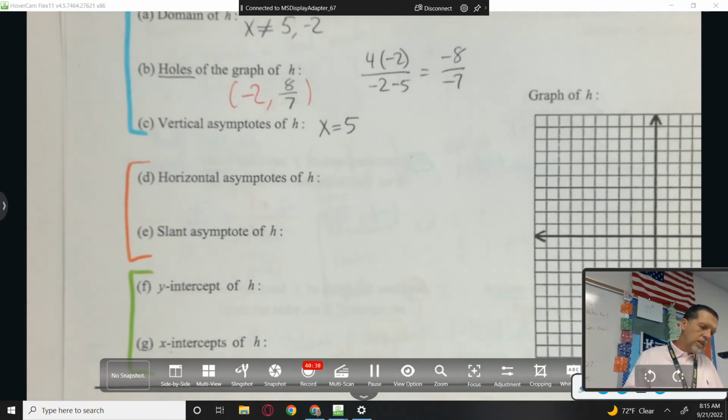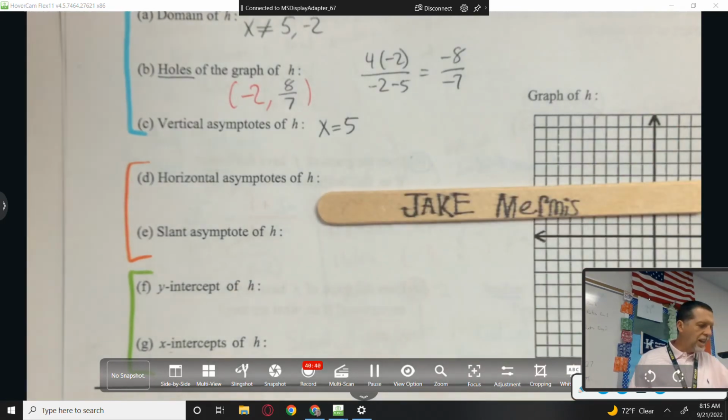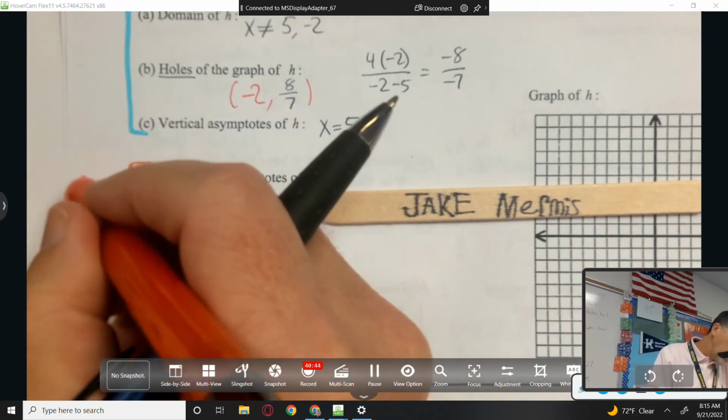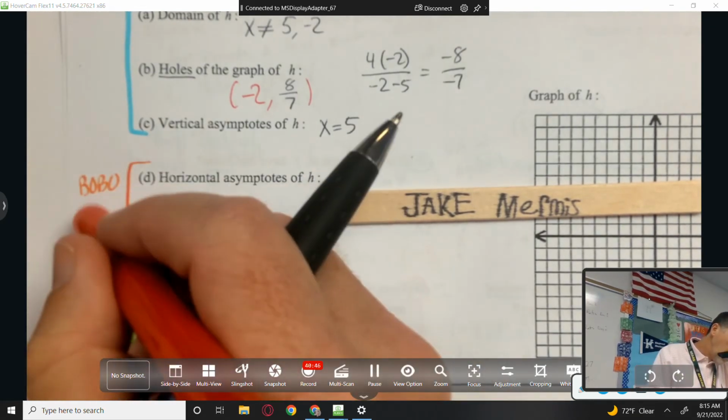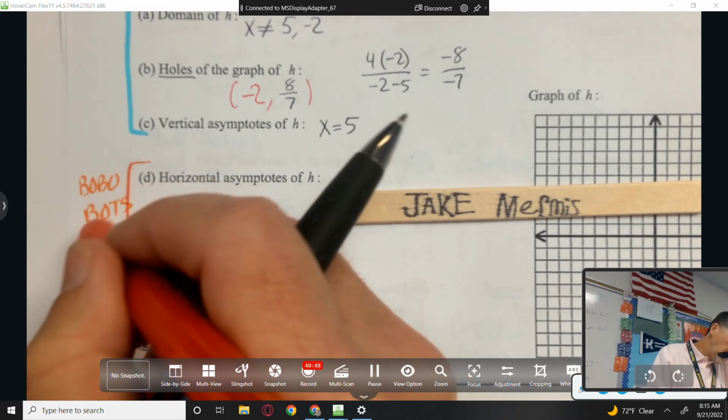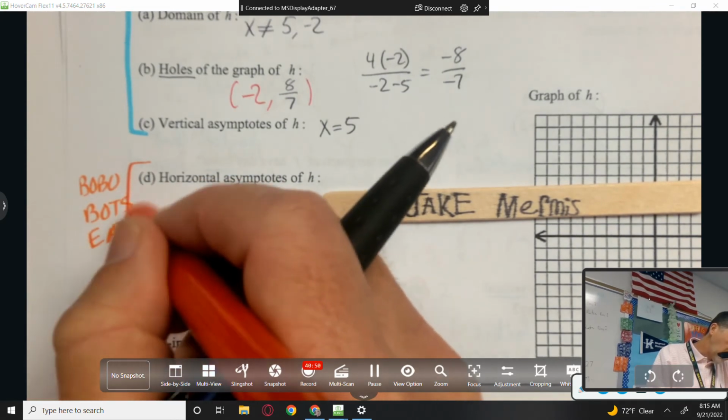All right, only get to pull one stick for D and E because there's always either one or the other, not both. This is the Bobo Bots Eats DC section.